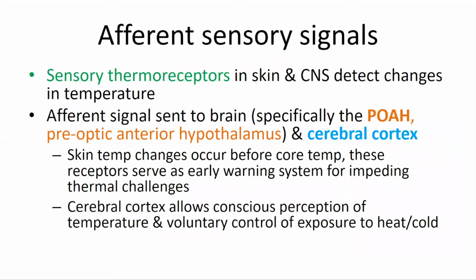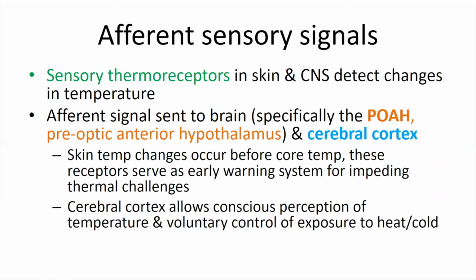So we have sensory thermal receptors in the skin, and the CNS then is going to be able to detect changes in the temperature, and this happens at our hypothalamus. So specifically, the preoptic anterior hypothalamus and the cerebral cortex will receive this afferent signal or sensory information.